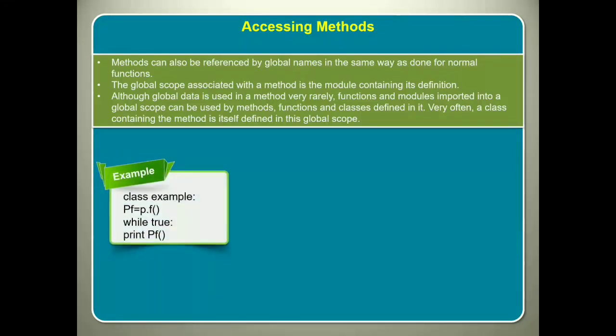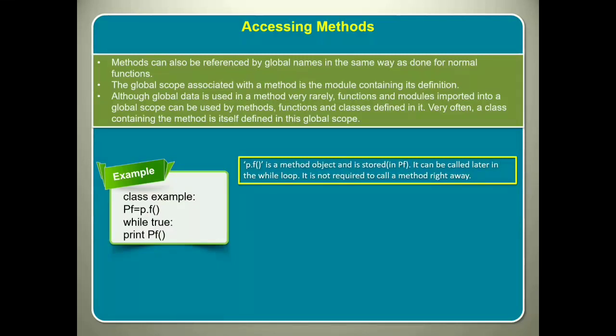Look at the example on the screen. As you notice in this example, B.TECH is a method object and is stored in BF. It can be called later in the while loop. It is not required to call a method right away.